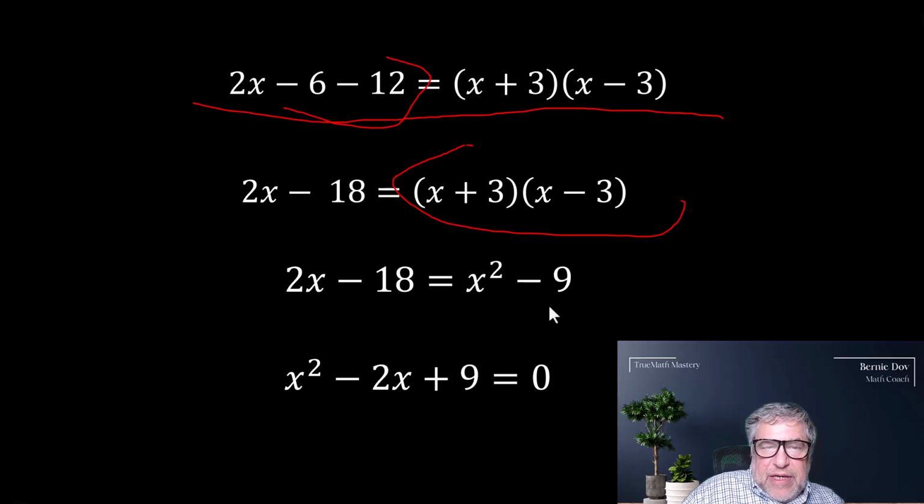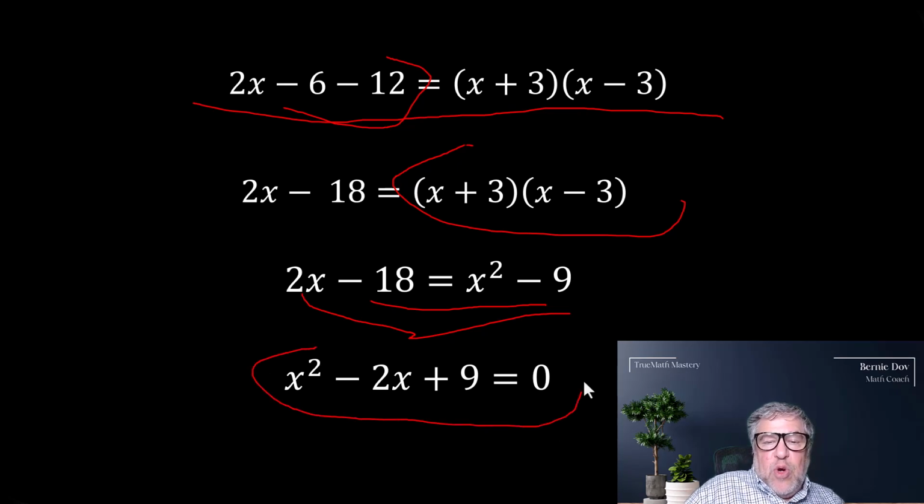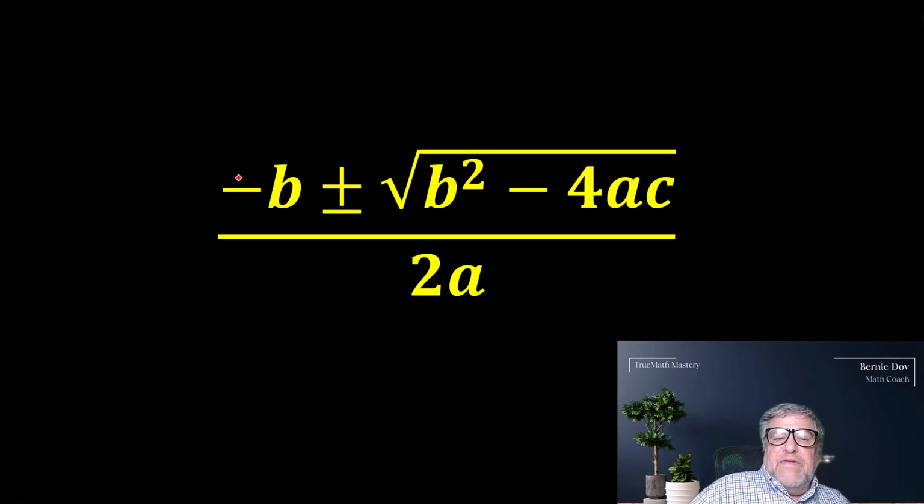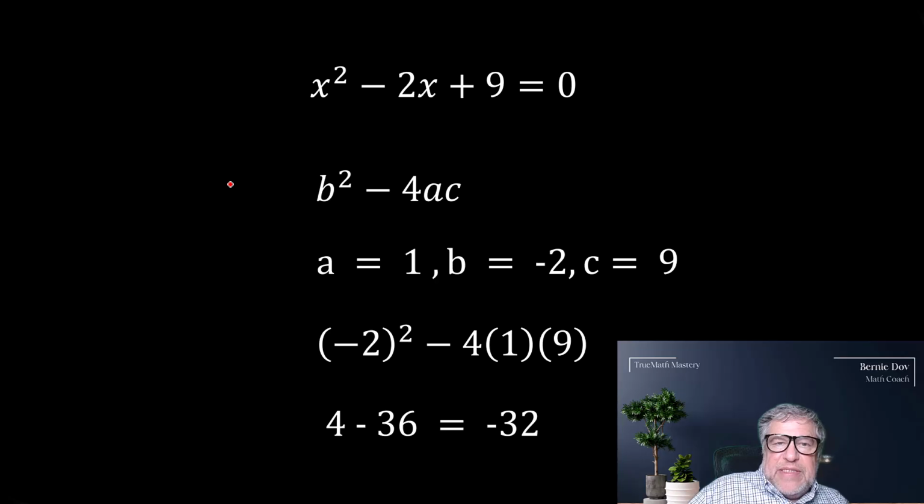And now we add 18 to both sides, and we add and subtract 2x from both sides. So the 2x goes over here, the 18 goes over there. What you end up with is x squared minus 2x plus 9 equals 0. And that now is a quadratic equation, but it can't be factored easily. There's no integers to factor it, so we have to resort to the infamous quadratic formula with a, b, and c, a being 1, b being negative 2, and c being 9.